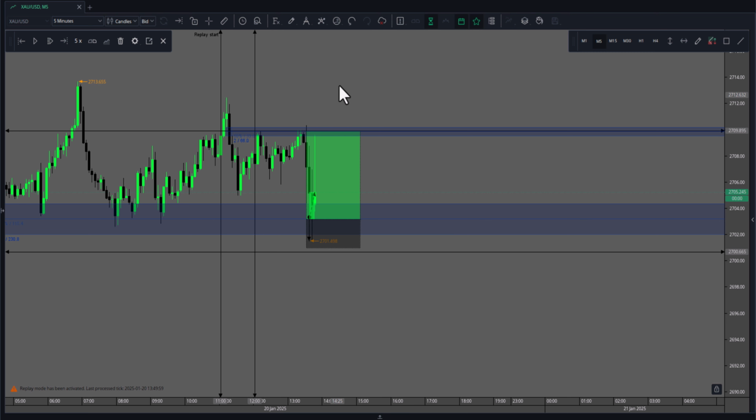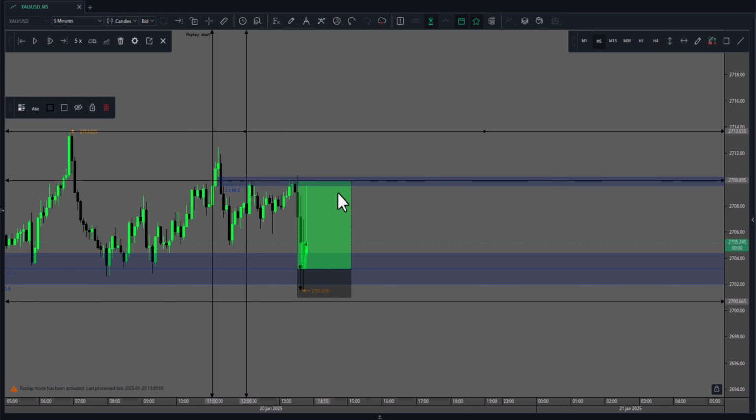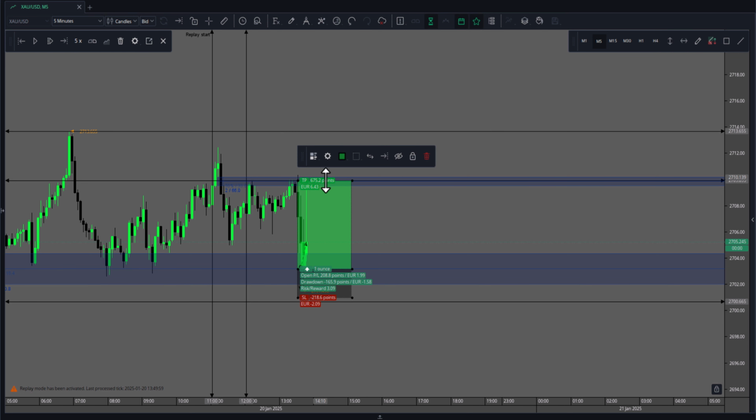When price does push all the way through, you can take your second TP at the trend's high. That's the trend's high right there.